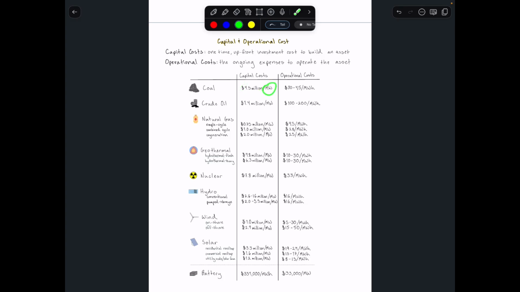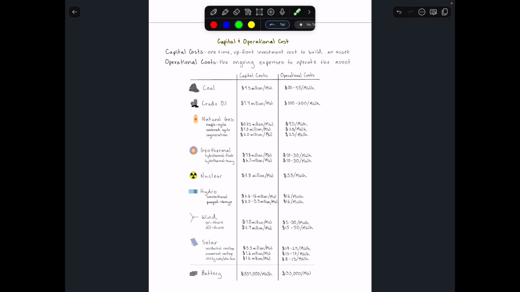A megawatt is the equivalent of the... how can I put this? The size of a power plant. How much electricity can it generate at a given moment? So the higher the megawatt rating of a power plant, the bigger it is and the more it can generate. So that's why it's in these per megawatt units. And then the operational costs are in megawatt hours. So this is a singular unit of electricity that can be consumed, not a rate. A megawatt is a rate of electricity that can be generated or consumed. A megawatt hour is a total amount of energy that can be consumed.